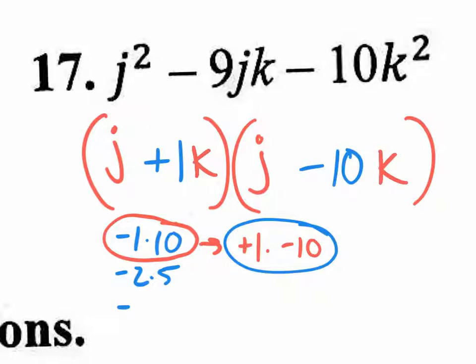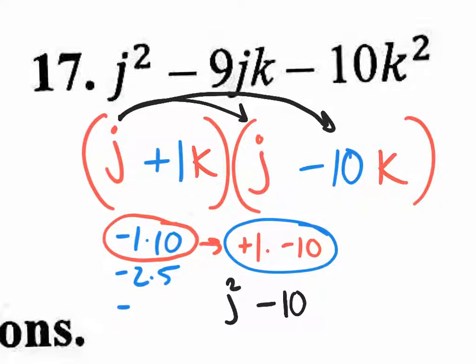Now, since this is a funky question, you might want to double check it. So let's actually go through and double check it. If I go j times j, what do I get? J squared. If I go j times -10k, -10, just kidding. Get it? Just jk. All right.